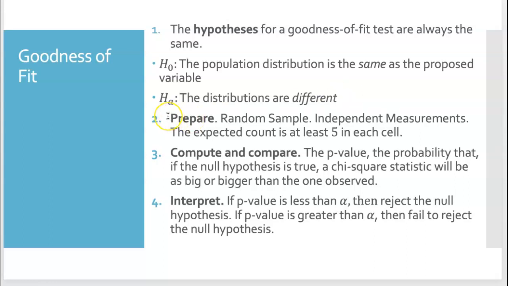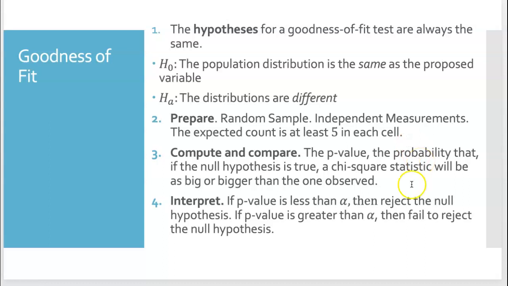For prepare, of course, we need a random sample, independent measurements, and an expected count of at least 5 in each cell. That's what we mean by a large sample size. Remember, the first two just make sure that our data is not biased, because if our data is biased, then our test is garbage. The last one, the expected count, makes sure that our sample size is large. We could still have good data, but the p-value that we're using could be very inaccurate. So that's what these are checking.